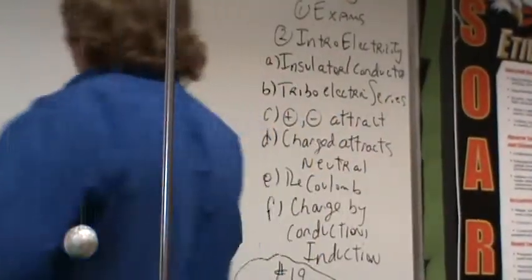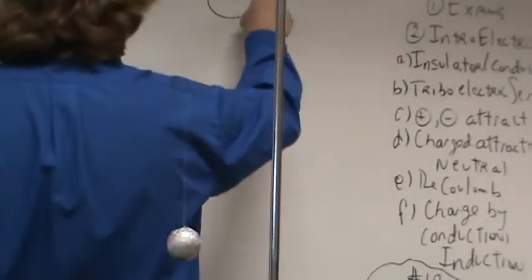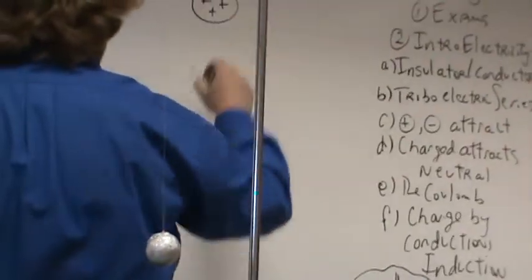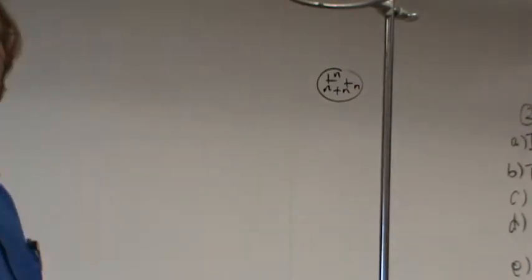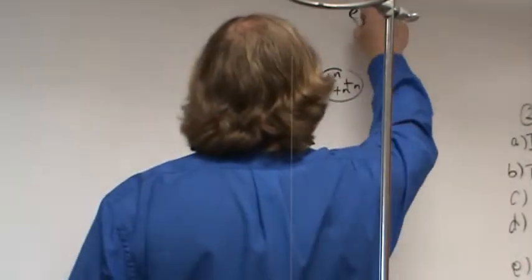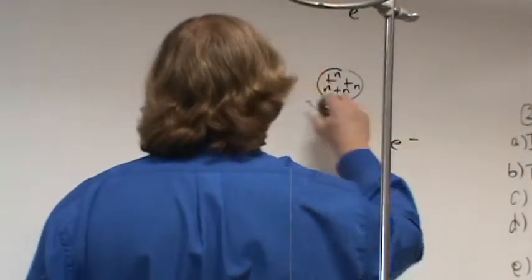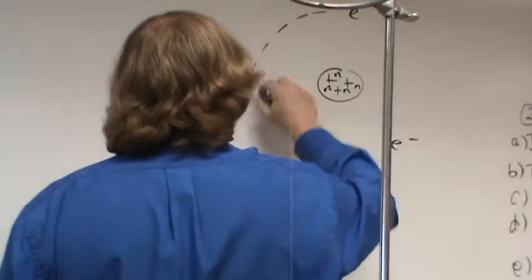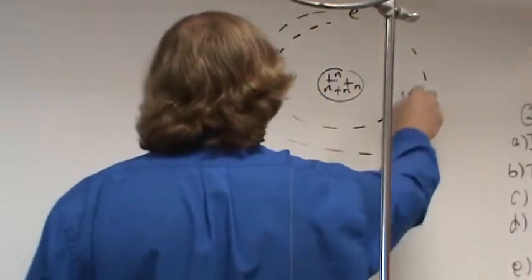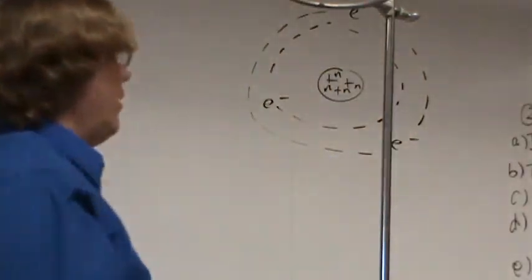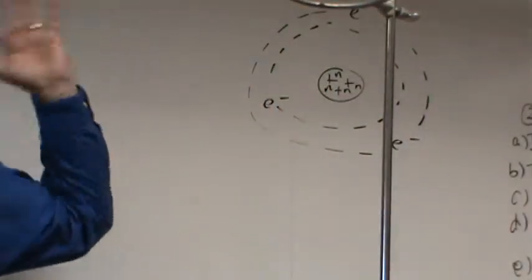So, are you okay that your atom consists of a nucleus? And in the nucleus, that's where the protons and neutrons live. And then orbiting the nucleus are your electrons. Your electrons orbit the nucleus. Sometimes they're in the same orbital, sometimes they're in different orbitals. Are you guys okay with that model of the atom?